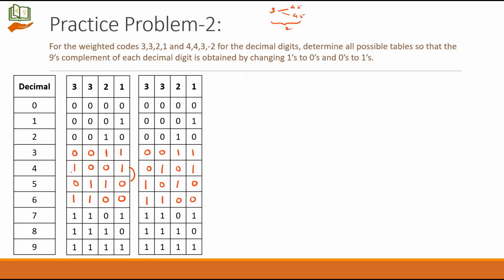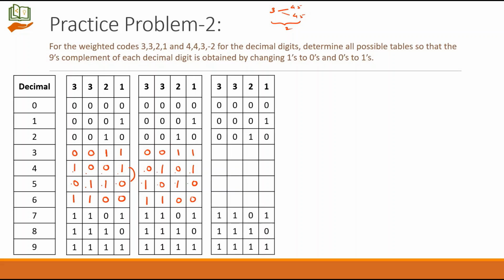See, for 4 and 5, 1 becomes 0, 0 becomes 1, 0 becomes 1, 1 becomes 0. This is complementing. Similarly, in this table, 0 becomes 1, 1 becomes 0, 0 becomes 1, 1 becomes 0. It is complementing still. Now we will go to the next table.